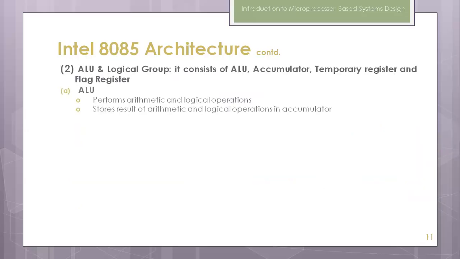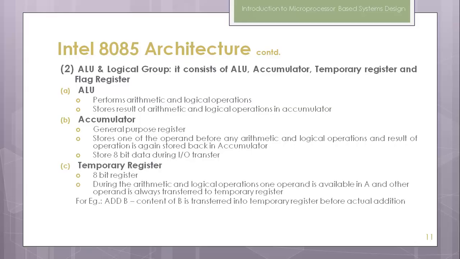Next is the ALU and logical group. It consists of ALU, accumulator, temporary register and flag register. Now, ALU performs arithmetic and logical operations. It stores the result of arithmetic and logical operations in the accumulator. Accumulator is a general purpose register. It stores one of the operands before any arithmetic and logical operation, and the result of the operation is again stored back into the accumulator. It stores 8-bit data during input-output transfer.